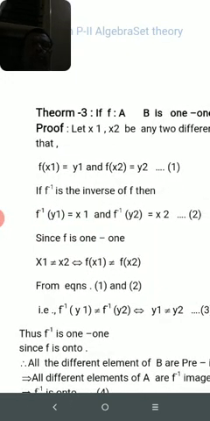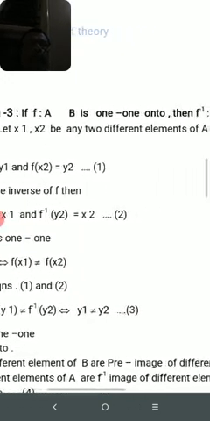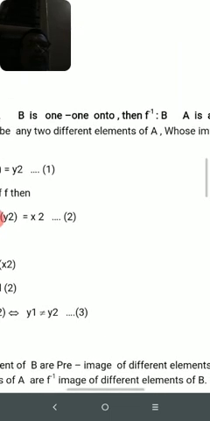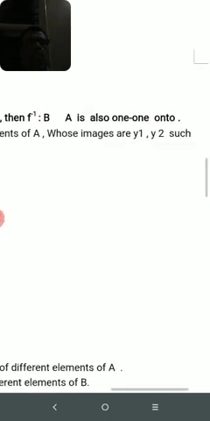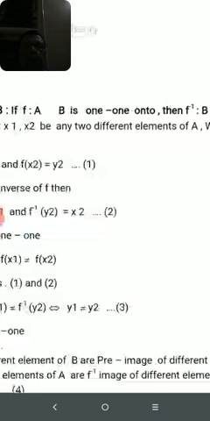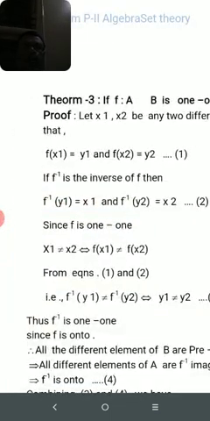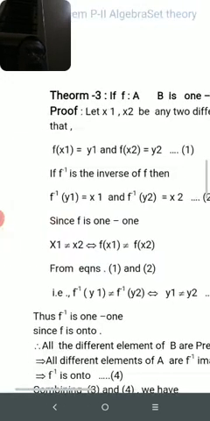Now its proof. Let x1 and x2 be any two different elements of set A whose images are y1 and y2, such that f of x1 is equal to y1 and f of x2 is equal to y2. Call it equation number 1. If f inverse is the inverse of f, then f inverse of y1 is equal to x1, f inverse of y2 is equal to x2. Call it equation number 2.